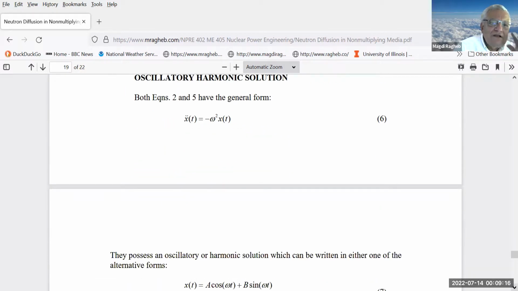So in general, we have the general form of the second order differential equation: x double dot is equal to minus omega square x(t).